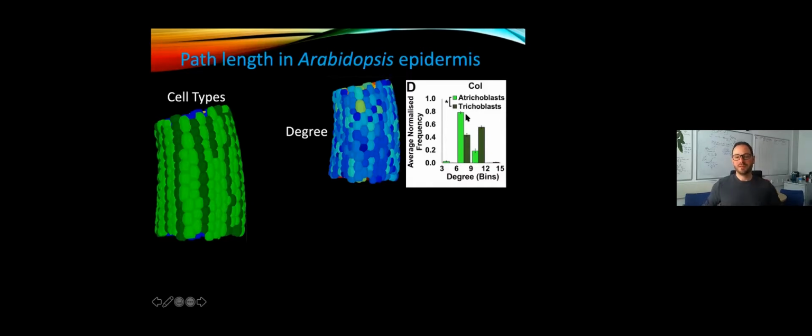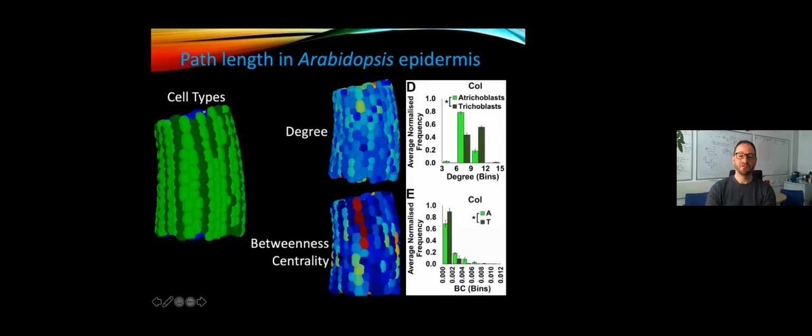What this means is, this is actually not surprising because, as I mentioned, the trichoblasts are sitting on top of 2 underlying cortical cells, whereas the atrichoblasts are sitting on top of 1 underlying cortical cell. So it's not unpredictable that the one sitting on top of 2 cells has more neighbors than the one that sits on top of 1 cell.